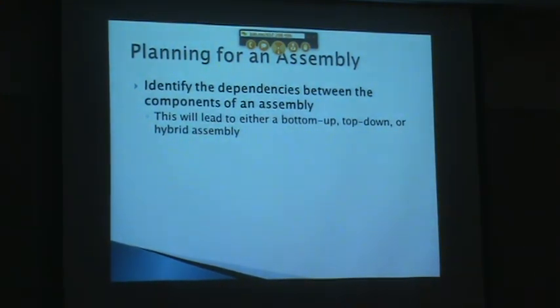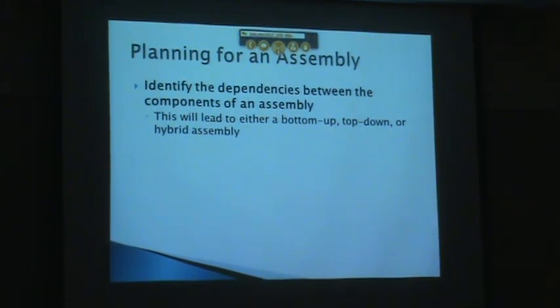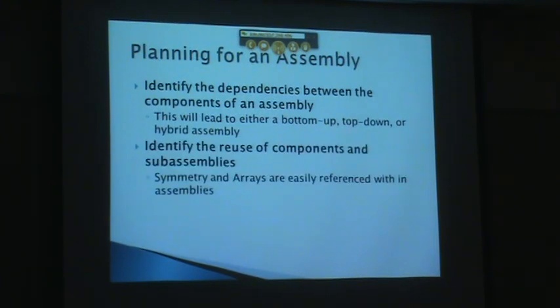Okay, so planning the assembly. Identify the dependencies between the components of an assembly. This will lead to either a bottom-up or top-down approach or some kind of a hybrid. Identify the reuse of components and subassemblies. So really study: can I get away with my front suspension being used for all suspensions?